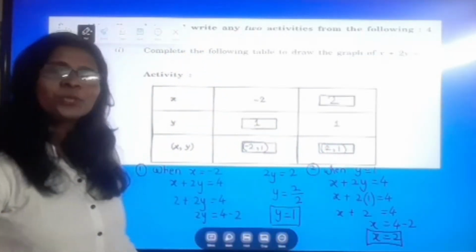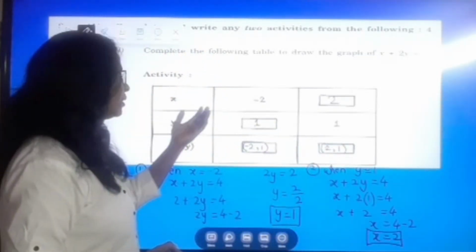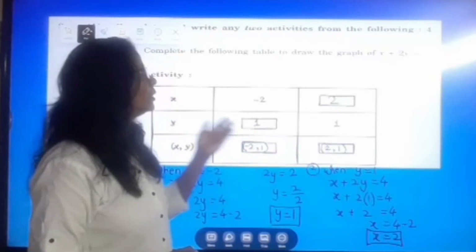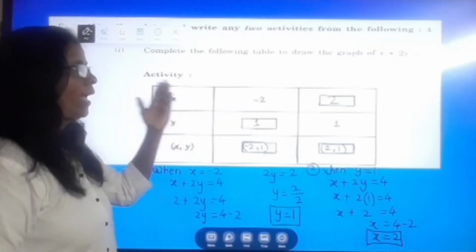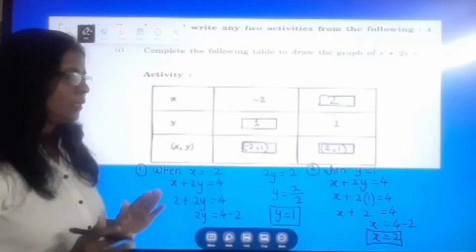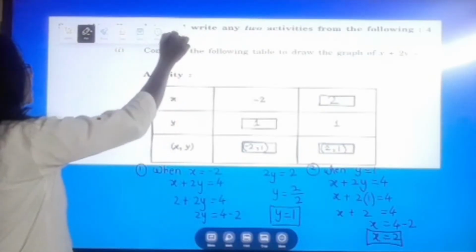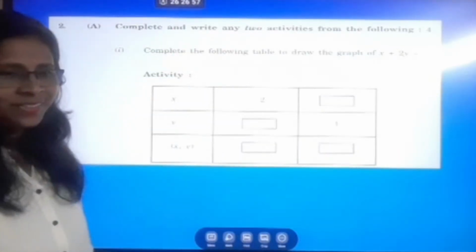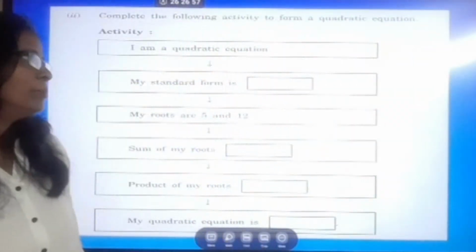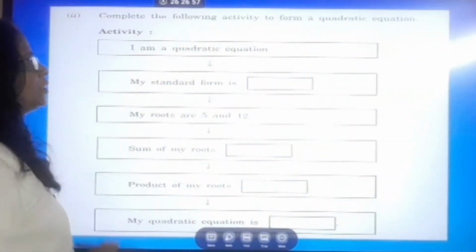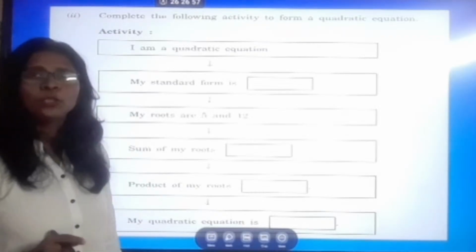Okay students, in such a way we can fill up the second column and the third column. The table is completed for this activity. Then next example, students. The next example, question 2b here, students, question 2b.